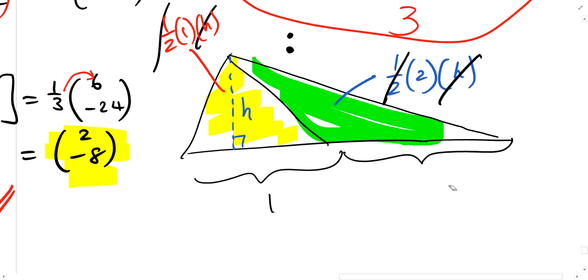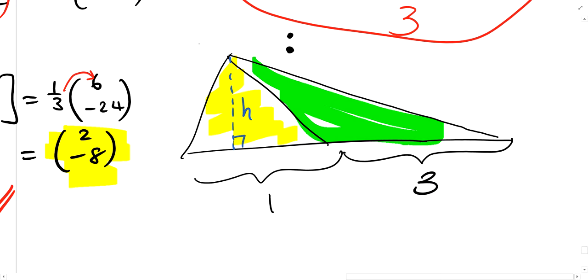What if today I tell you that this is instead 3? So what is the ratio of yellow to green? Yellow to green, what is the ratio? Area. I don't think everybody is convinced. Are you all convinced? If you are convinced, you should be able to tell me the answer. 1 is to 3. Yellow to green, 1 is to 3.